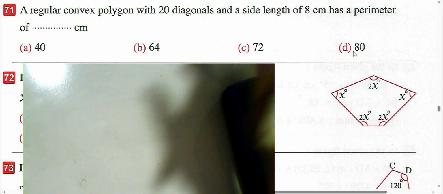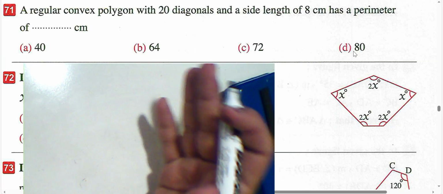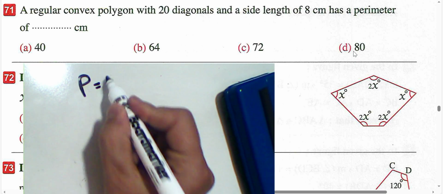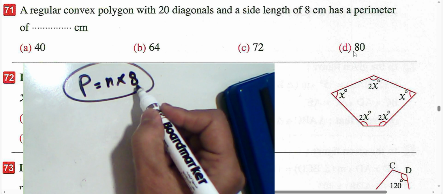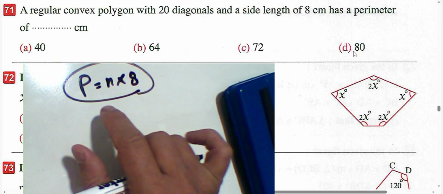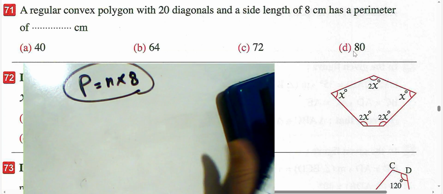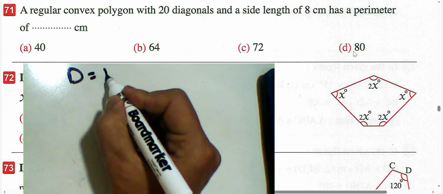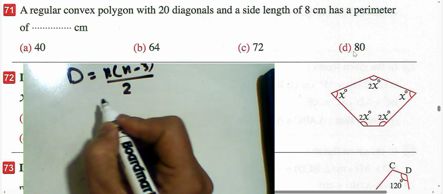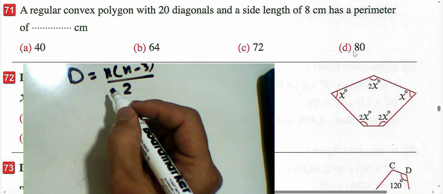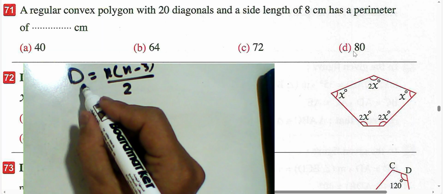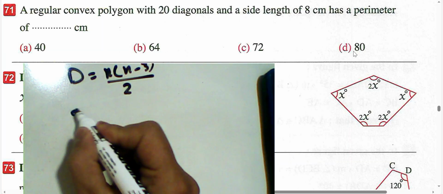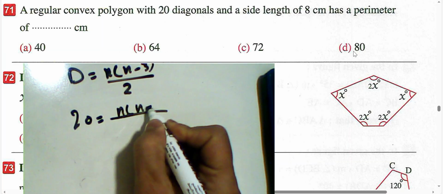Next question: a regular convex polygon with 20 diagonals and side lengths of 8 centimeters. What is the perimeter? We can find the number of sides, then use the length of each one to get the perimeter. How can we find the number of sides? By using the rule: the number of diagonals equals n times (n minus 3) over 2. We have 20 diagonals, then 20 equals n times (n minus 3) over 2.